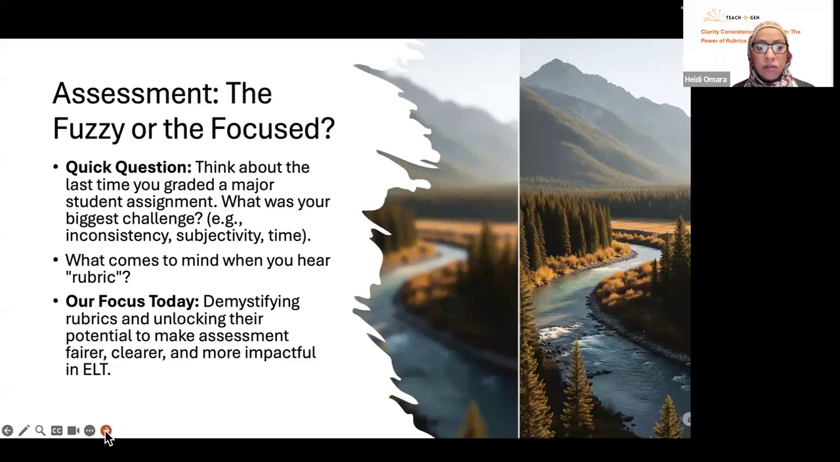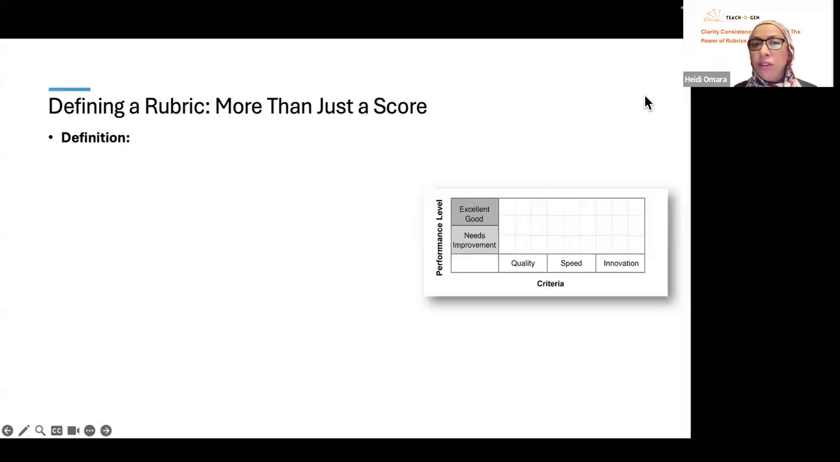So that takes us to what our goal today is: demystifying rubrics and unlocking their potential to make assessment fairer, clearer, and most impactful in ELT. Now, have a look here with me. Look at this table.